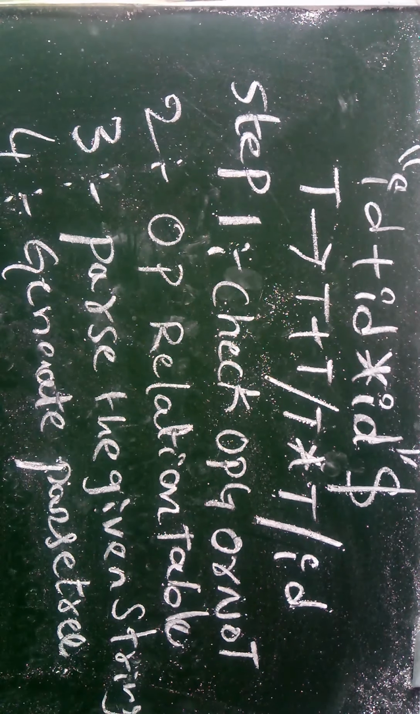4 steps. In the first step, check whether the given grammar is OPG or not. In the second step, draw the relation table for operator precedence. In the third step, parse the given string. In the fourth step, generate the parse tree.